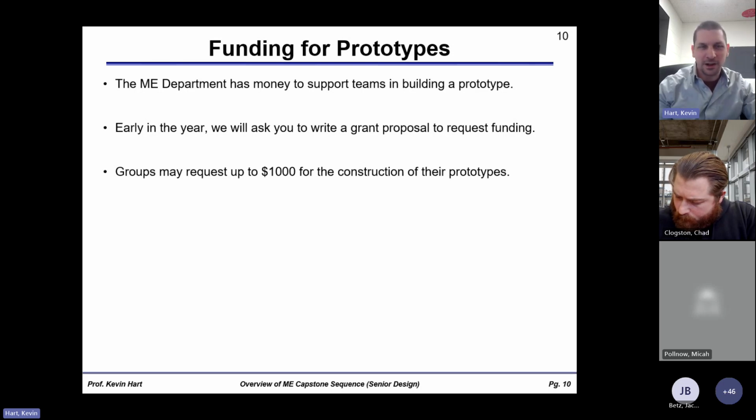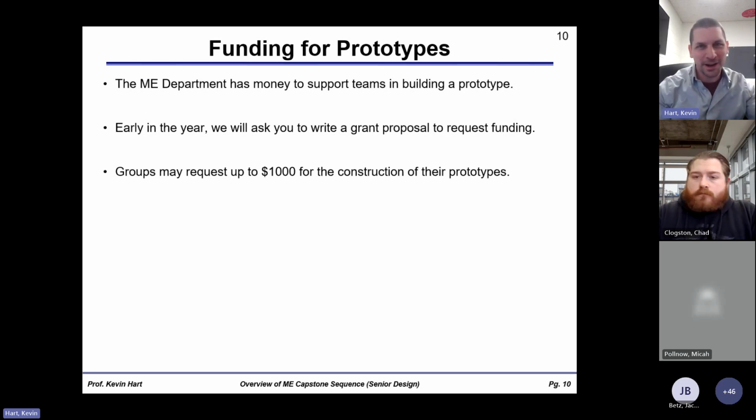I put together a call for proposals. I send it out early in the year and say, groups, if you want prototype money, put together a one-pager for me that describes what you want the money for, a brief bill of materials, send it to me. I'll look it over, make sure everything's kosher, everything's good. We'll give you your money and tell you how to order your parts, and then away you go with your prototyping. It is so nice.